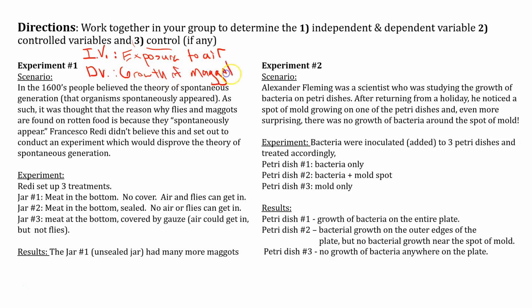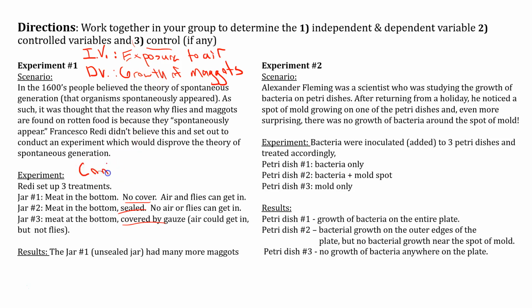And so you can see that what Francesco Redi is doing is changing each jar that has meat in it, its exposure to air. So one is completely exposed, one is completely not exposed, and then one is kind of semi-exposed. So that's what he's changing. So that's the independent variable, again, the one that you manipulate or change. And then the thing that he's measuring, the dependent variable, is the growth of maggots.